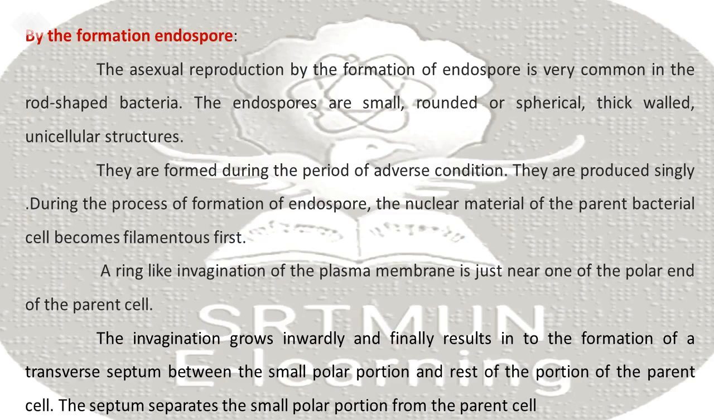During the process of formation of endospores, the nuclear material of the parent bacterial cell becomes filamentous first. A ring-like invagination of the plasma membrane forms near one of the polar ends of the parent cell. The invagination grows inwardly and finally results in the formation of a transverse septum between the small polar portion and the rest of the parent cell. The septum separates the small polar portion from the parent cell.